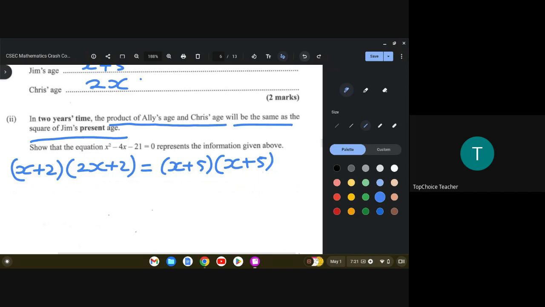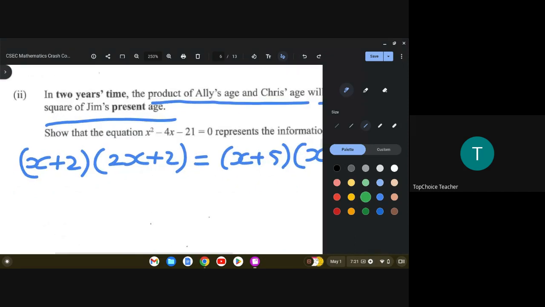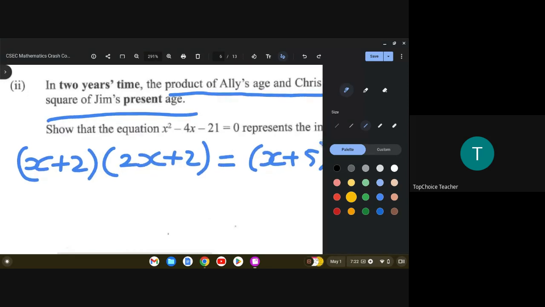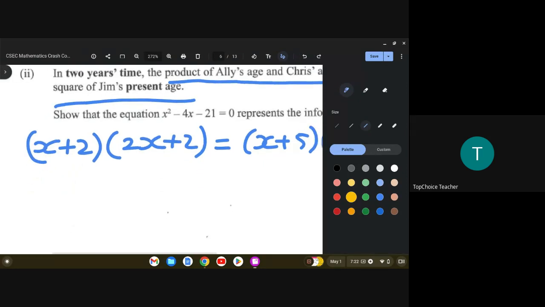Let's try to simplify this now. Have you all ever heard of a double bracket expansion? You might not know the word, but look at what it is. It's called distribution. You are distributing. In a double bracket expansion, we multiply everything inside this bracket first by the x and then by the 2. So let's look at how I would do this quickly for the sake of time.